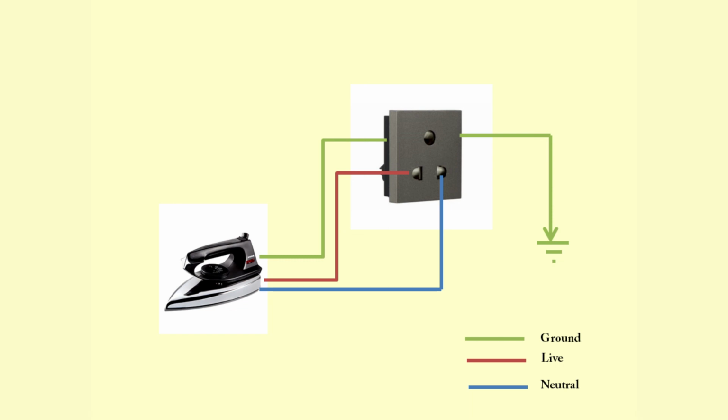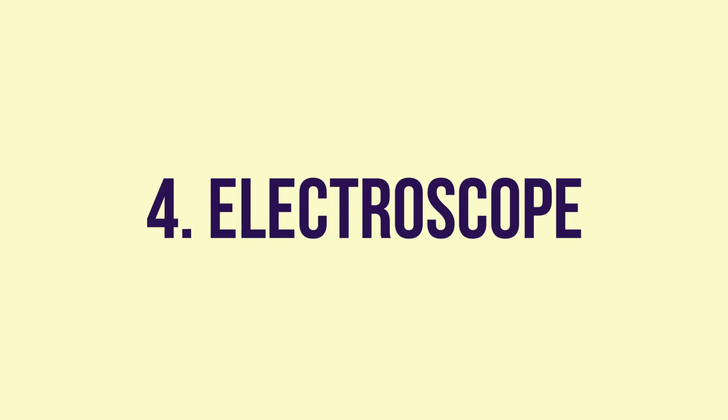Otherwise, it would damage the appliance or cause an injury to a person who touches that appliance. So in this case, earth comes to rescue us from this danger. So earth is truly our safety net. With this, we have completed all 3 methods of charging, and now let us move to the last topic of this video, which is the electroscope.